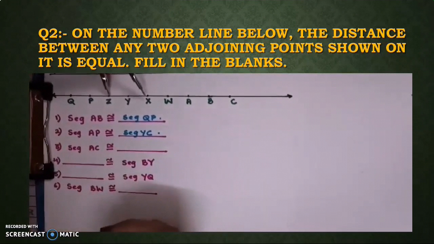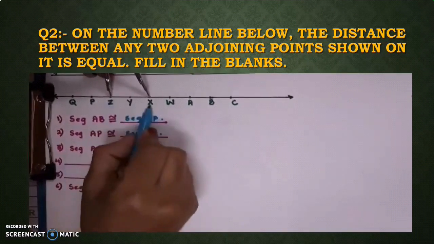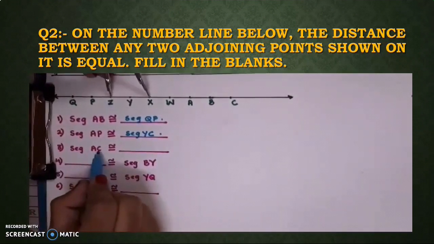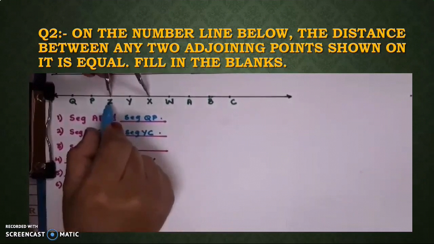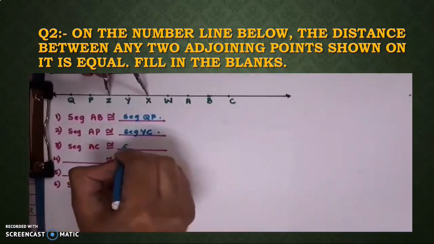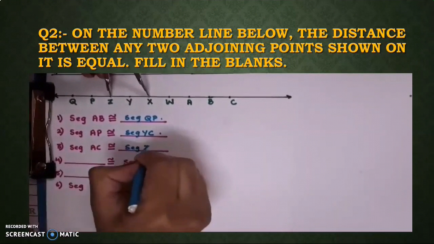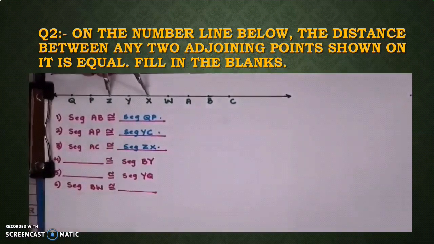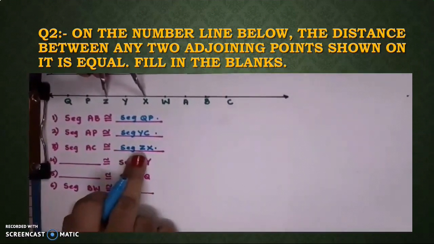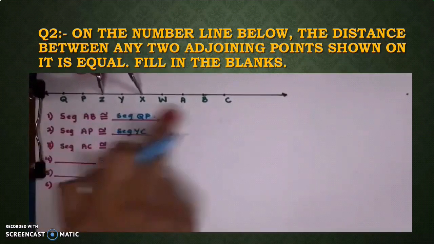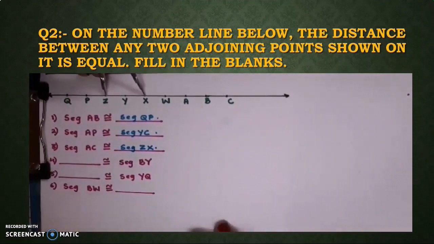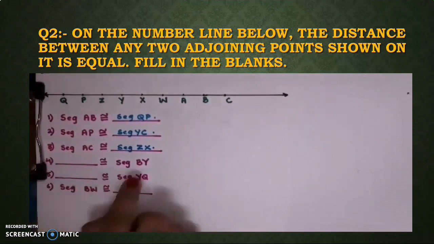So suppose I am keeping it on Z and now what am I getting? X. So which segment is congruent with AC? I am writing segment ZX. You can write any name, whatever names I have shown. It's not necessary that whatever name I am writing, you should also write the same. I am showing you all possible answers. You can write any one answer from this.